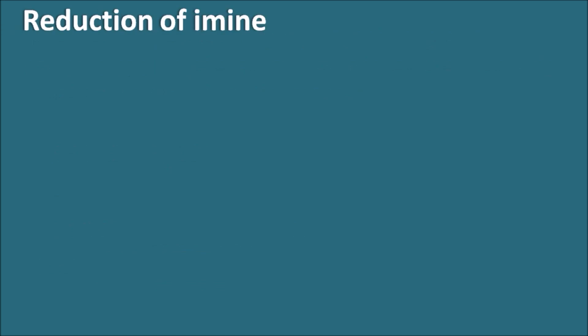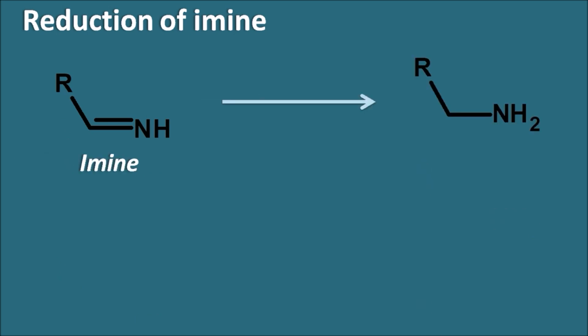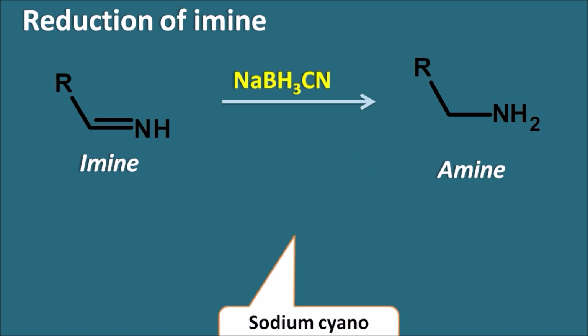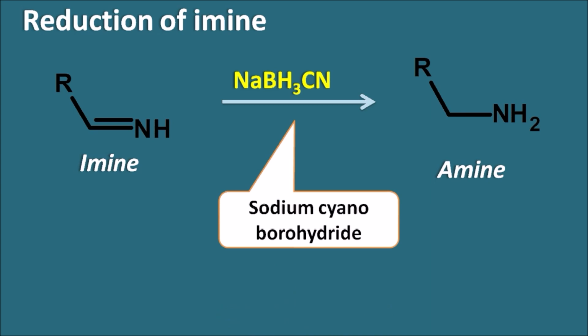Reduction of imines is a procedure where the imine is converted to amine. Imines act like Schiff's bases, which are produced by the condensation reaction between a carbonyl group and an amine, and which can be reduced again to give a higher amine. Suppose this is the imine. Now this imine can be reduced to amine by using NaBH3CN, sodium cyanoborohydride, which is the reagent that selectively reduces the imine to the amine.